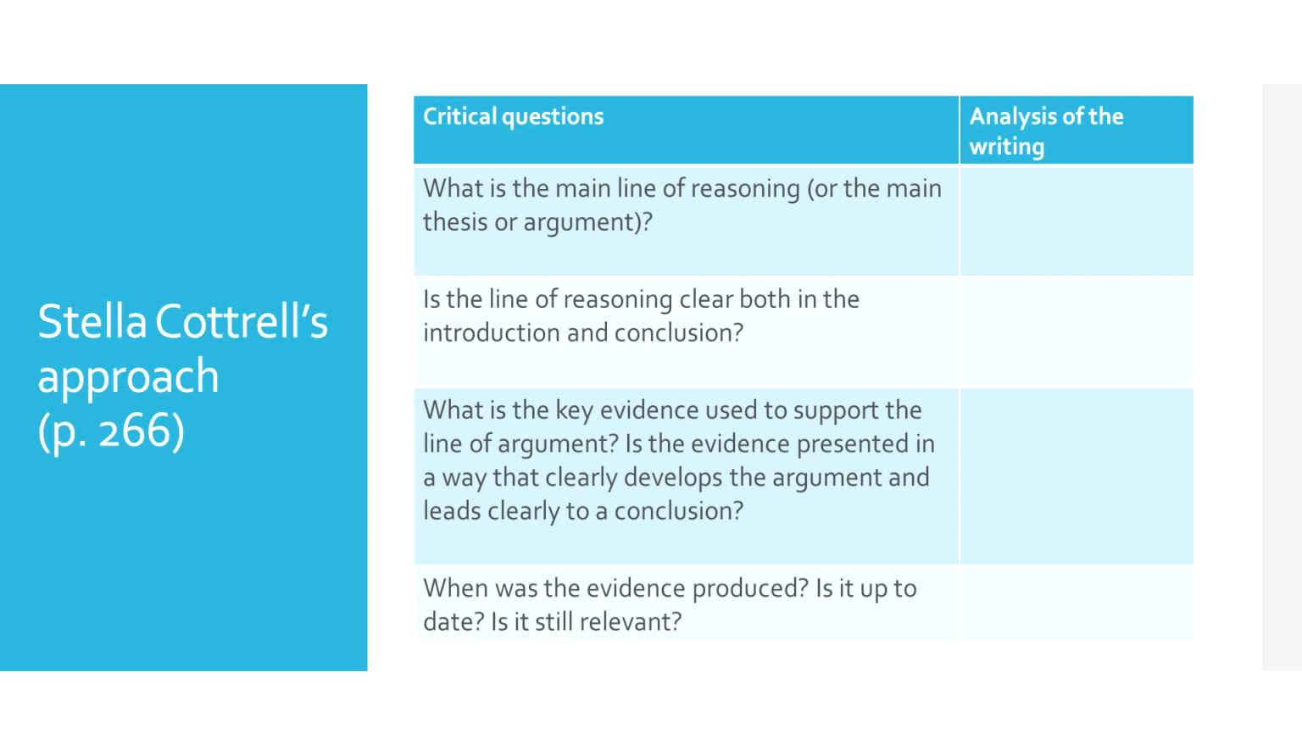When was the evidence produced? Is it up to date? Is it relevant? You may get a research article that has been published before the year 2000, but is still relevant. But you may also get an article that's published in 2010 that is not still relevant. So it's really up to you and in what you're writing to make those decisions to be really critical in those situations.